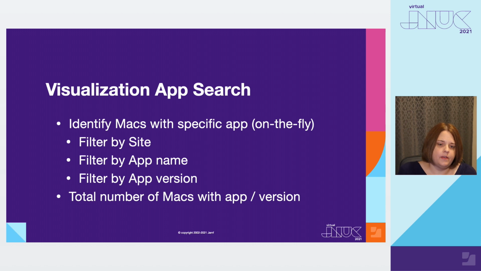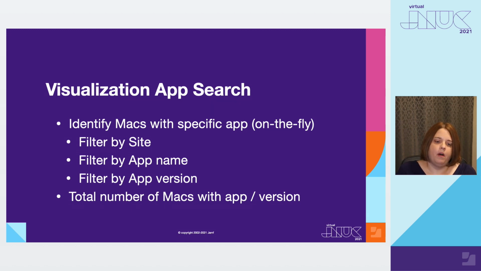So another visualization example I have for you is I want a way to search for our Macs that have specific apps. And I don't want to do it like in the normal Jamf way where you have to create a smart group or an advanced search and put in all this crazy criteria and then wait and then export the data. I just want to see it. And I might not even necessarily want to do anything with it. I just want to see it.